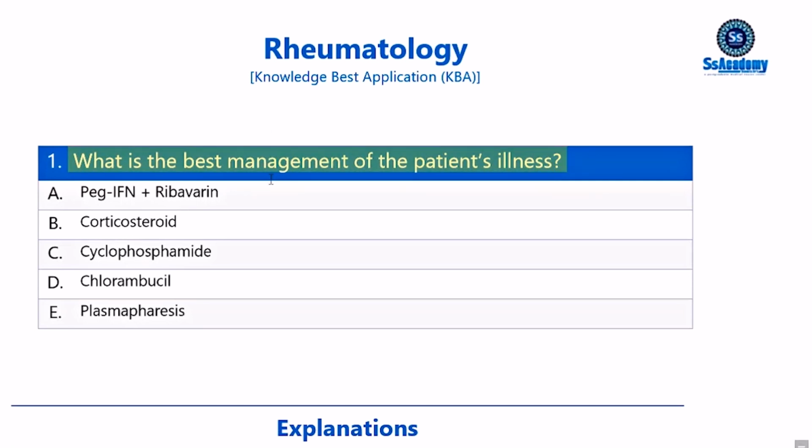This will give an idea of what we are dealing with. They ask for the best management of the patient's illness. So we need to make our diagnosis first and then think about the best management. Starting with PEG interferon and ribavirin, a good candidate, immediately after that, they can think about, right, PEG interferon and ribavirin is a treatment of hepatitis C virus. And corticosteroid, cyclophosphamide, chlorambucil and plasmapheresis are all options that you have already seen from the boxes, all treatments for cryoglobulinaemia. And very close to cryoglobulinaemia, the best etiological treatment is PEG interferon and ribavirin.